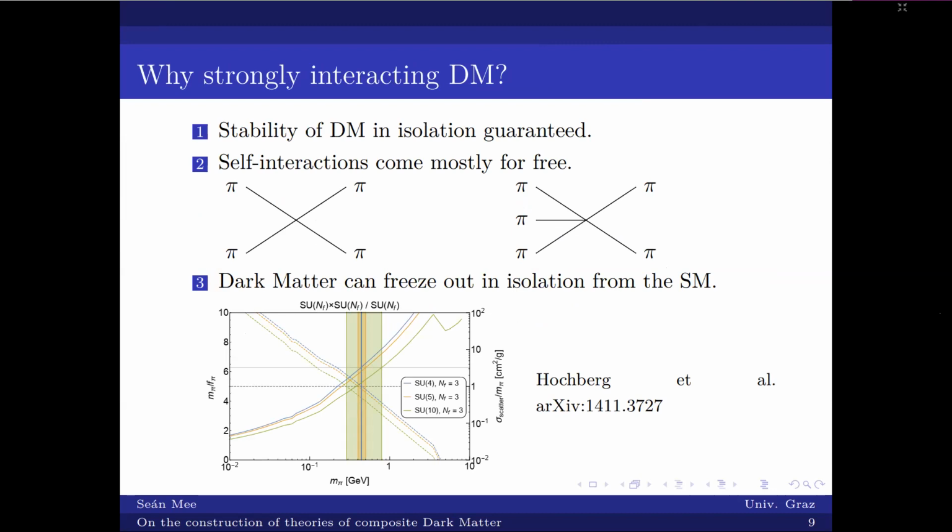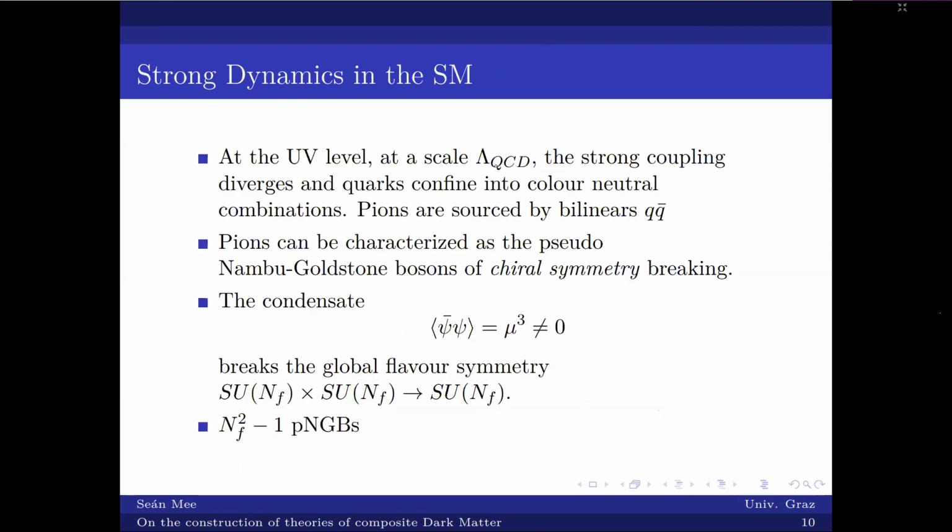Secondly, we get self-interactions of this form: 2-to-2 scattering and 3-to-2 scattering. This 3-to-2 is nice because it allows the dark matter to freeze out in isolation, as well as this 2-to-2 self-interaction, which is useful for explaining some fine-tuning problems in cosmology. I think this helps to explain the core-cusp disparity, or it can. I've provided here a plot of the parameter space which reproduces the relic density.